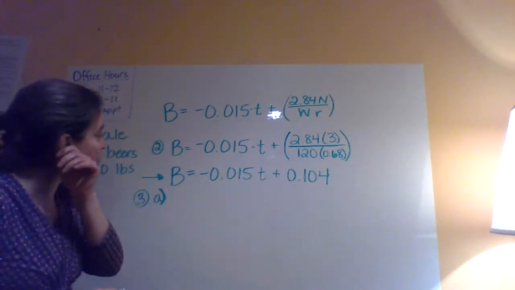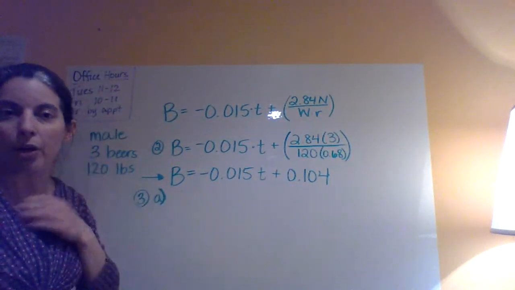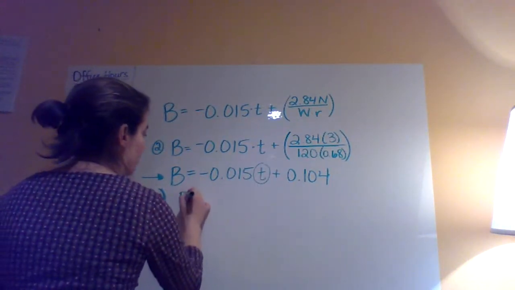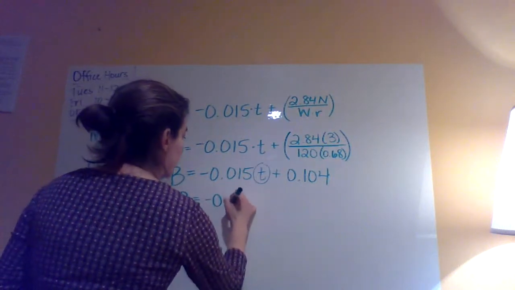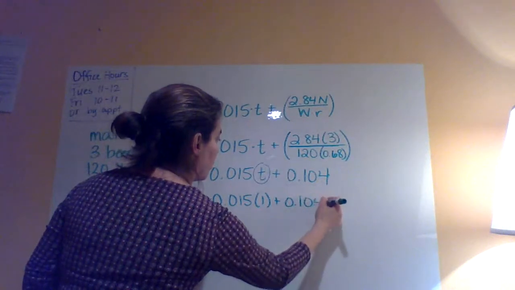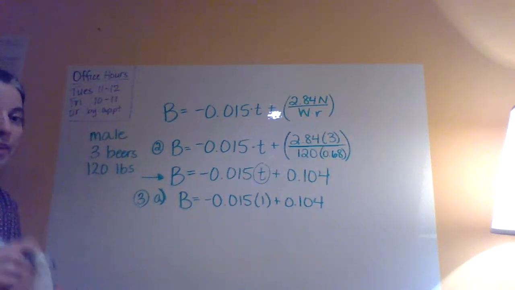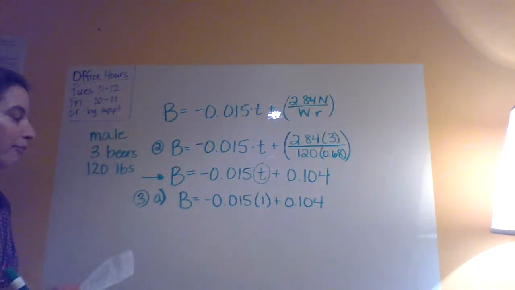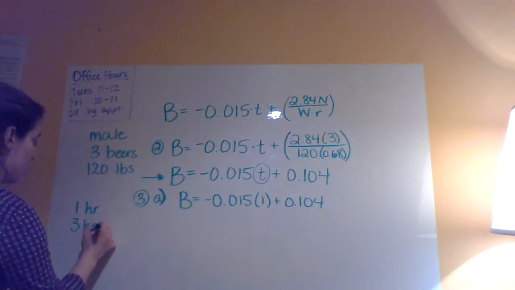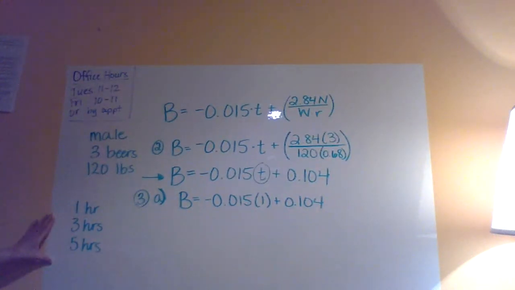So at first we're going to have, what's his blood alcohol content 1 hour after his last drink? Where does that 1 go? Well, it's going in time, right? Time in hours. So we're going to have b equals negative 0.015 times 1 plus 0.104. And we're going to find our answer. Okay. And then it also asks for what's his blood alcohol content after 1 hour, after 3 hours, and after 5 hours.